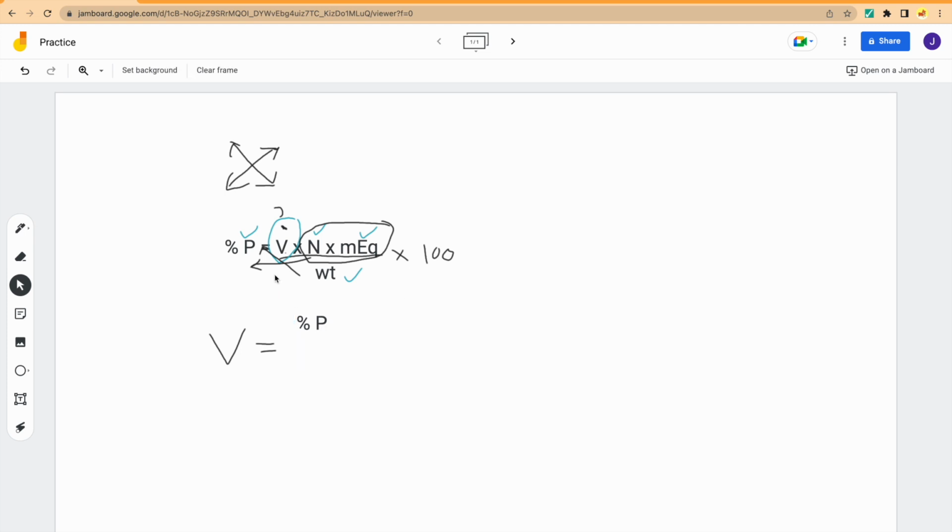Okay. Still here, because it's on the opposite side of your equal sign, there shouldn't be a problem. It stays there. But what you want to remove are the other guys. So the weight, when it crosses your equal sign, let me erase this bit. When your weight crosses the equal sign, it goes from the denominator to your numerator. So your weight goes up, right?